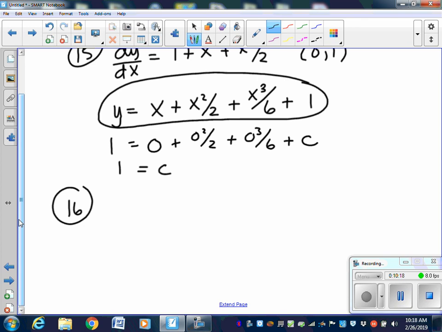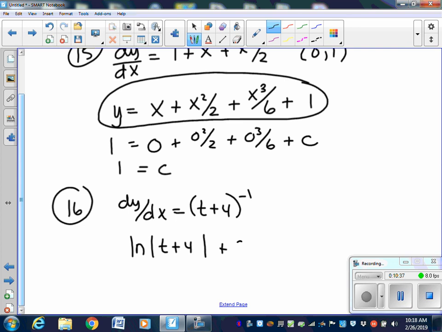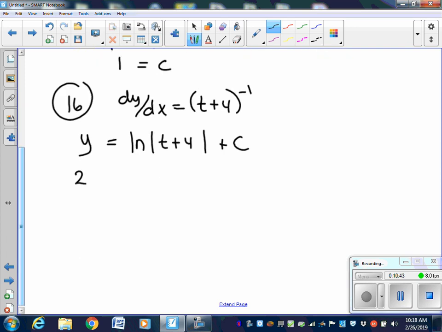You anti-derive. First of all, dy/dx equals, and I like writing it as (t plus 4) raised to the negative 1 instead of 1 over t plus 4. So when you anti-derive that and you add 1 to the exponent, you get 0. So it's the natural log of the absolute value of t plus 4. And then don't forget your plus c equals y. In this one, the y is 2 and the t is negative 3.